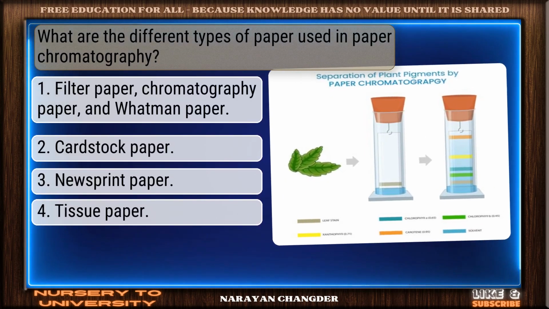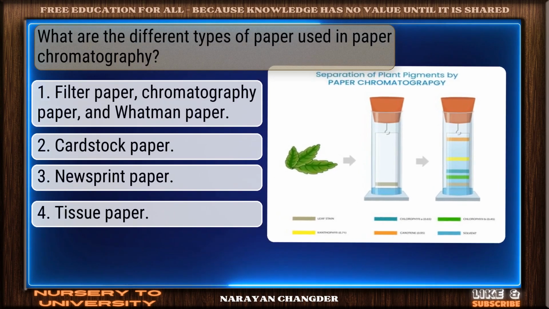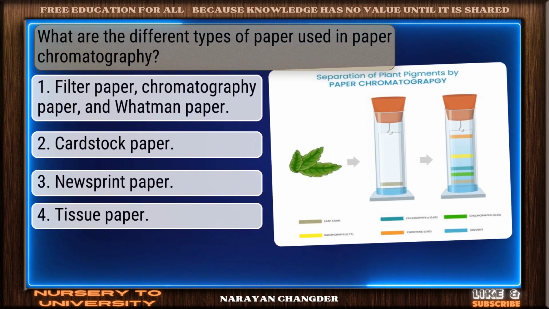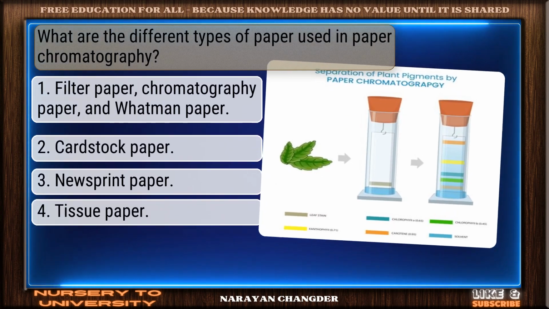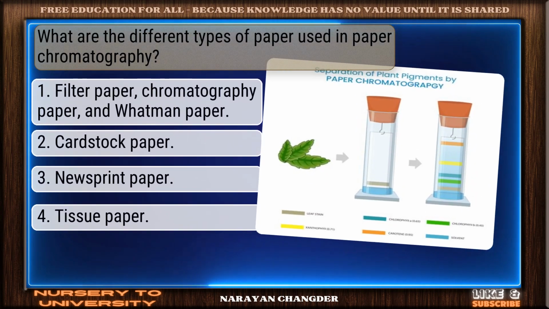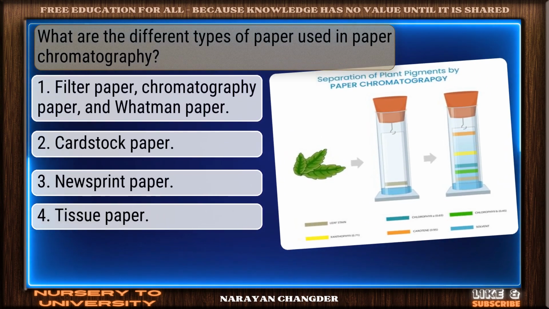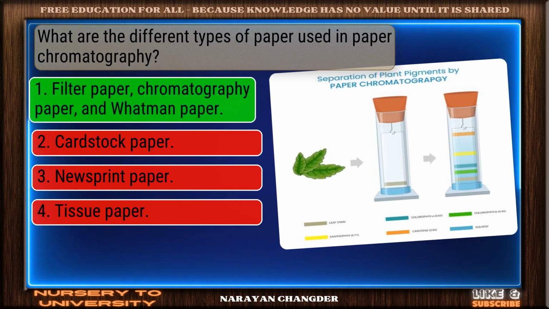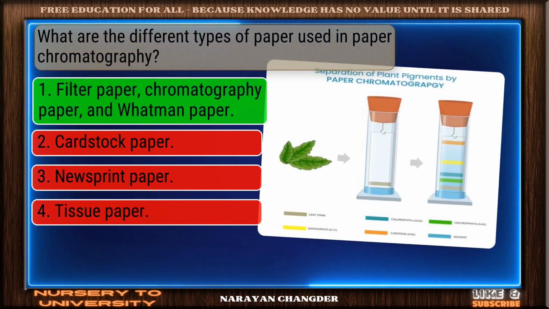What are the different types of paper used in paper chromatography? Option 1, filter paper, chromatography paper, and Whatman paper. Option 2, cardstock paper. Option 3, newsprint paper. Option 4, tissue paper. Filter paper, chromatography paper, and Whatman paper.